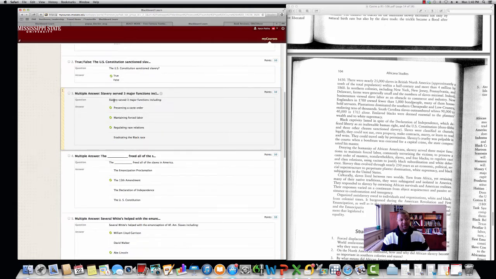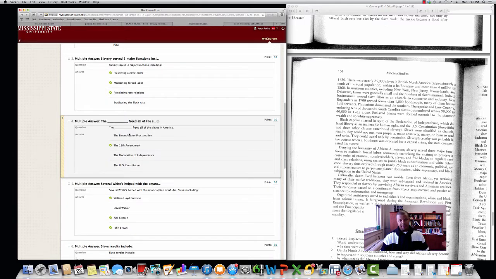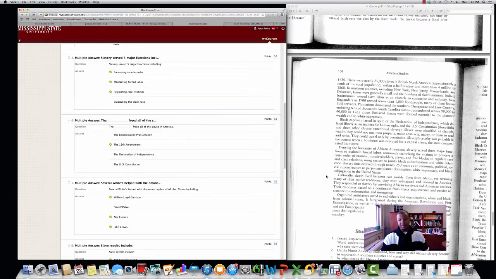Number 3, slavery served 3 major functions, including, now the answer to this one is on page 104: to maintain forced labor, to preserve class relations, and to regulate race relations. Those were the 3 answers. They're right here on page 104. The next question: the blank freed the slaves in North America. Right here, the last sentence, if you read it to the end, it says, but it was the 13th Amendment that legislated slaves' general emancipation. The last sentence of the reading.